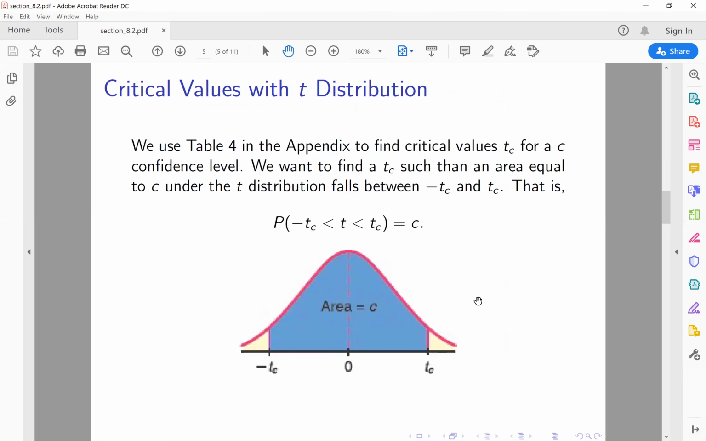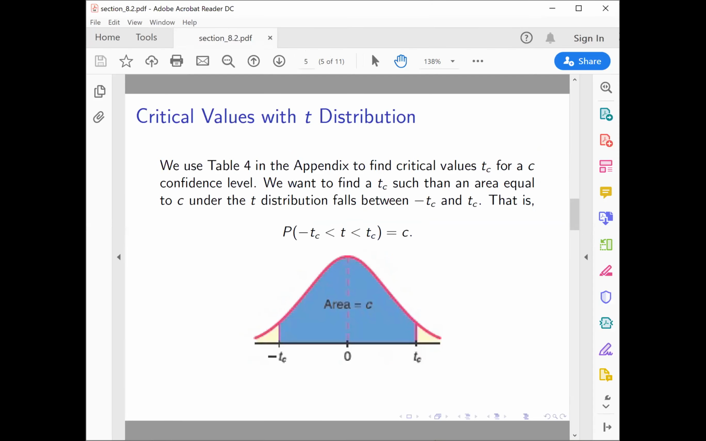So table 4 in the appendix is what we use to find critical values. Critical values are values for t so that the area between t_c and negative t_c is c.